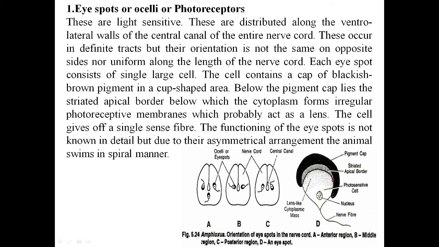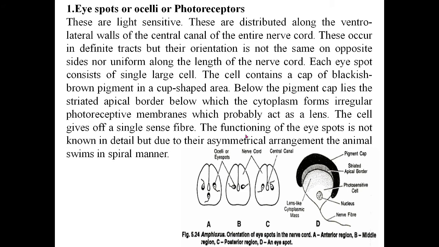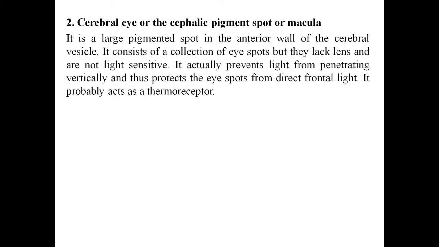This is a cytoplasmic mass which is lens-like, which forms this photoreceptive membrane, and that acts as the lens. The cell gives off a single sense fiber, or nerve fiber. The functioning of the eye spot is not known in detail, but due to their asymmetrical arrangement, the animal swims in a spiral manner. So this is the first photoreceptor in the Amphioxus.